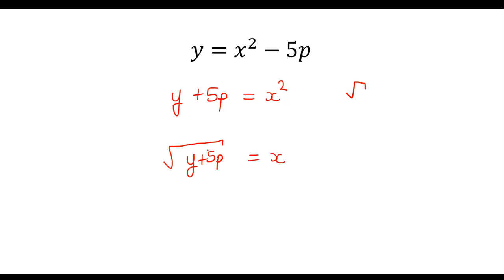Make sure your square root goes over everything to show that the whole thing was being square rooted. I added 5p to both sides, which is the opposite of subtracting 5p, and I had to undo the square root. So it looks complicated, but you don't have to do anything new with it.